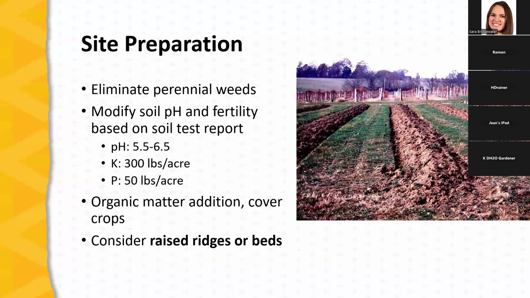Nitrogen, on the contrary, is very easy to lose by deep percolation or runoff, and even weeds are going to consume that. So usually nitrogen is better to apply each year after planting. Organic matter addition, if you want to improve the soil, the higher the organic matter, the better. So this time before planting, you might want to add organic matter.